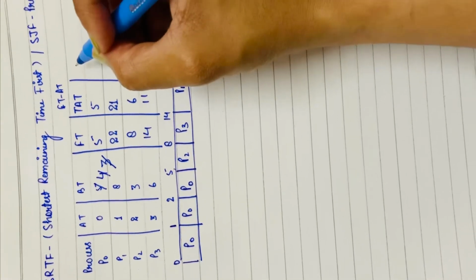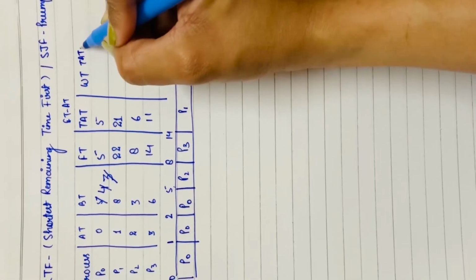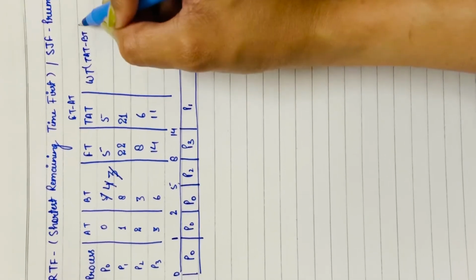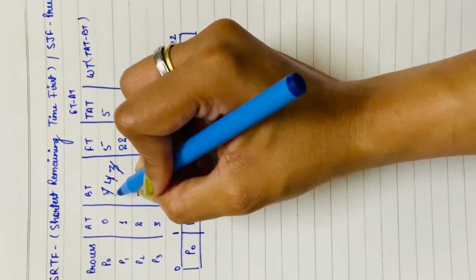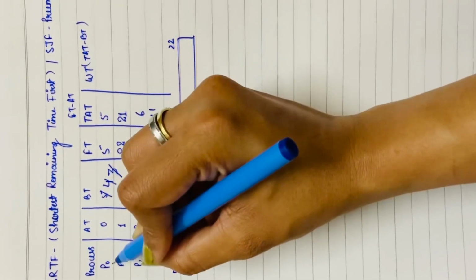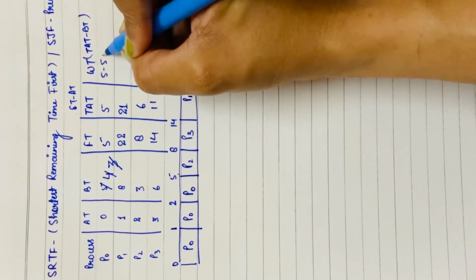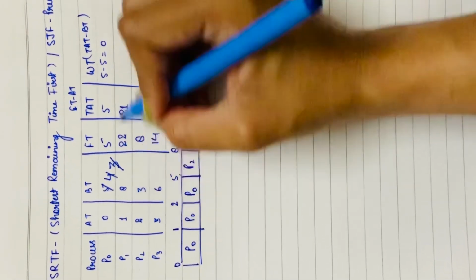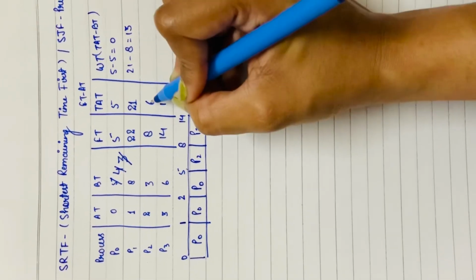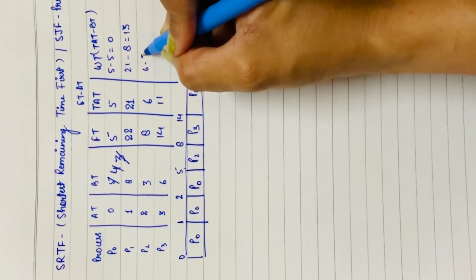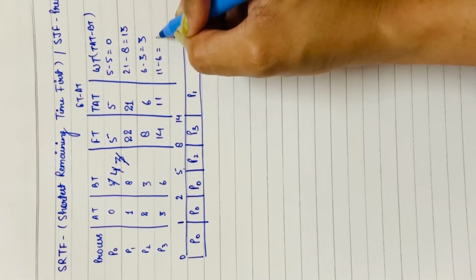After TAT, we'll calculate the waiting time, which is TAT minus BT. 5 minus 5, and 5 was the burst time for process P0. So 5 minus 5 is 0. 21 minus 8 is 13. 6 minus 3 is 3. Then 11 minus 6 is 5.